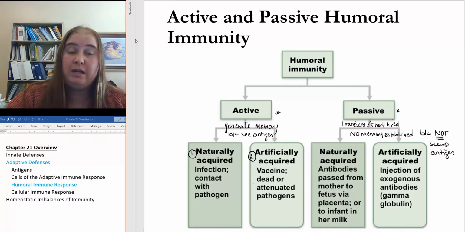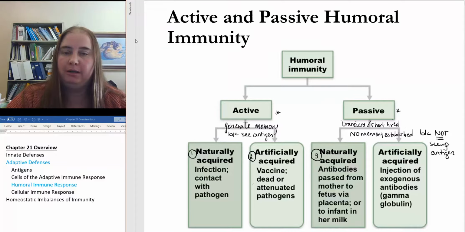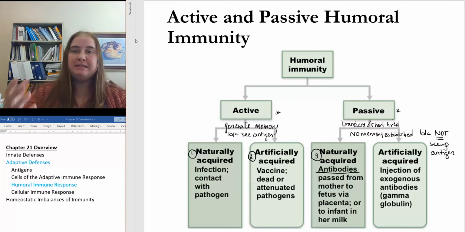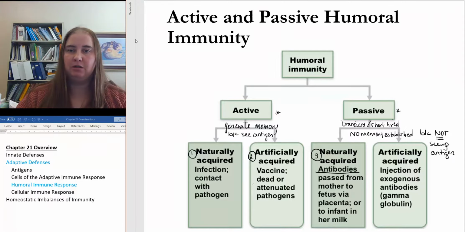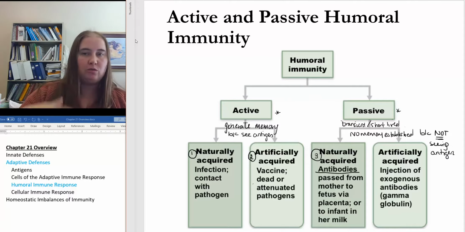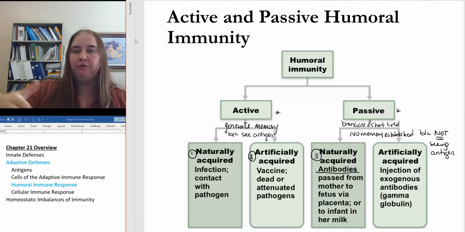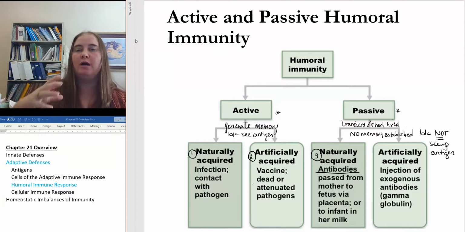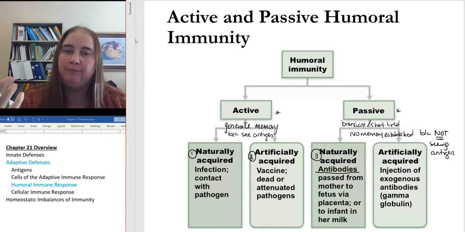Again, we can acquire passive humoral immunity naturally. And in this case, what we are acquiring is the antibody, okay? So the body is never seeing the pathogen. We're never going through that proliferation, differentiation process to generate memory. Instead, we are being given the antibody.